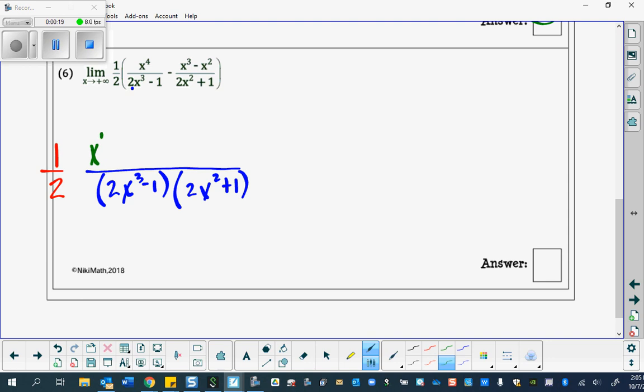So my x to the 4th needs to be multiplied by this factor that was missing, 2x squared plus 1, and that's going to be minus. And my x cubed minus x squared has to be multiplied by the factor he was missing, which is 2x cubed minus 1.